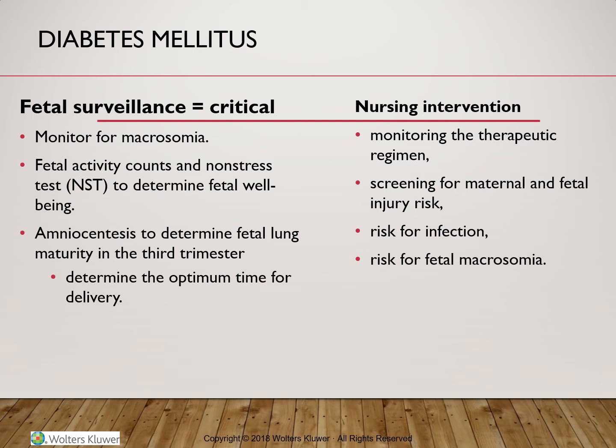Also, the woman needs to make sure that she's supplementing her diet with multivitamins, especially those that have folic acid, to prevent any type of neural tube defects. So the most important thing in terms of nursing intervention is to explain to our patients that they need to have as a main goal of treatment to maintain a tight glycemic control throughout the whole pregnancy.